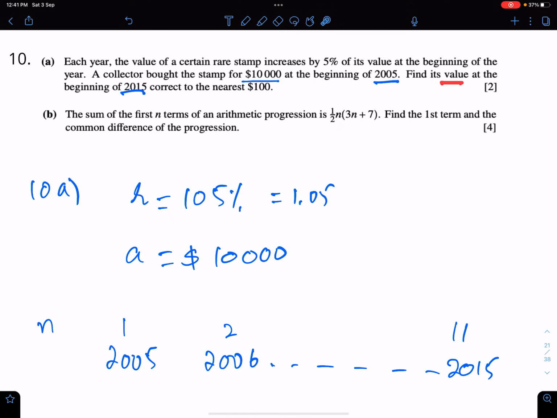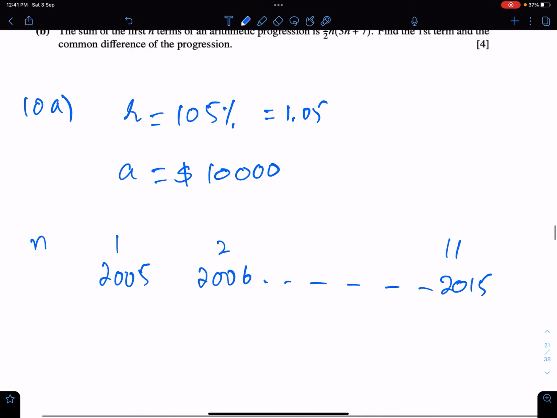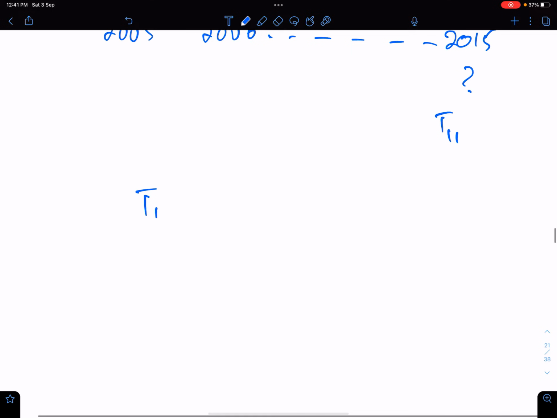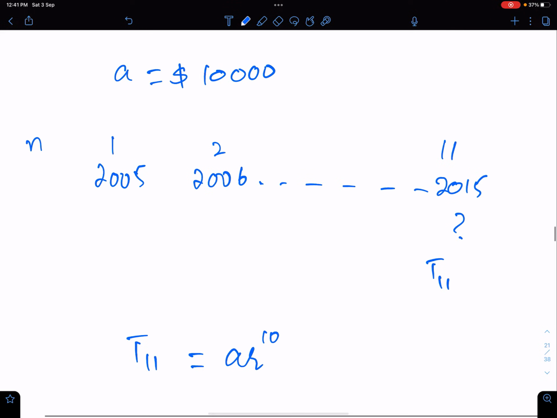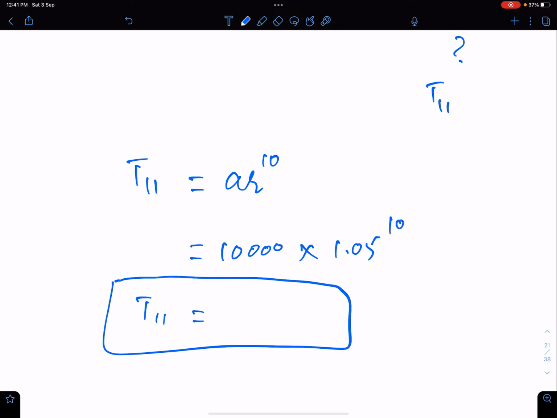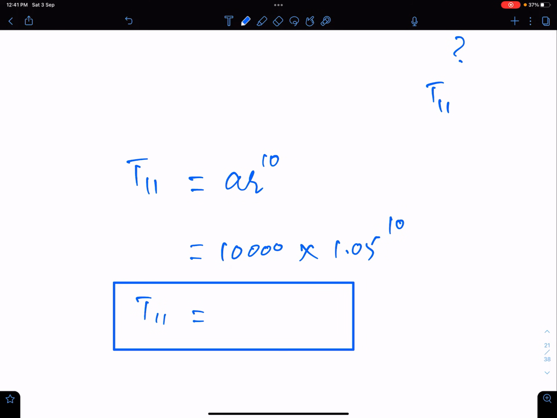Now we need the value in 2011, so we need T11. This value means T11, so T11 is AR to the power 10. So A is 10,000, I think. Yes. Whereas R is 1.05. Make sure you leave your answer up to 3 significant figures. The answer is $1,630.